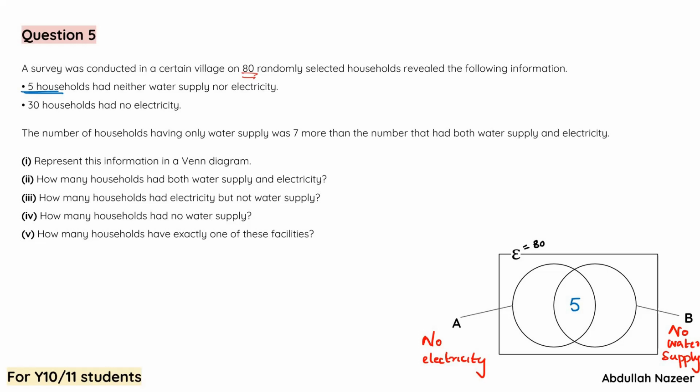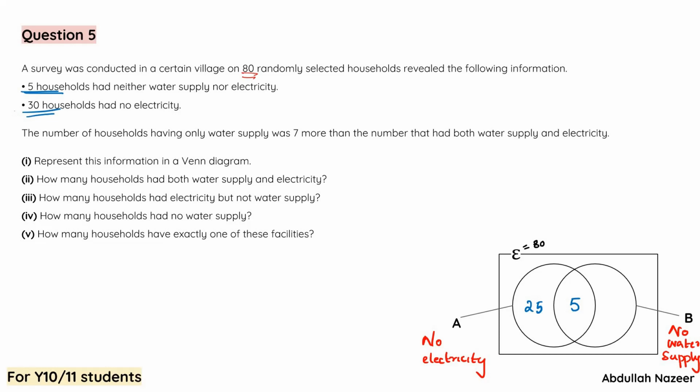And in the next information, it is said that 30 households had no electricity, which means the total number of houses that fit inside set A is 30. So if the intersection region has 5, then this is 30 minus 5, which is 25. So we have used this information as well.